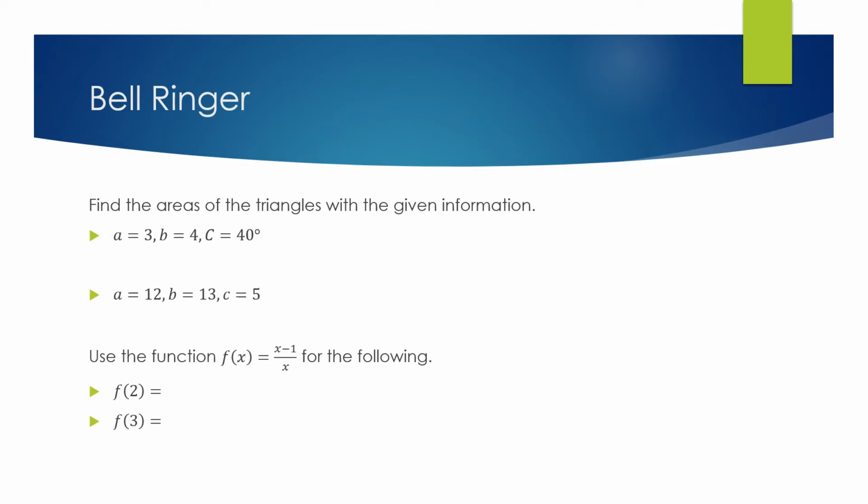Bell ringer. Find the areas of the triangles with the given information. Remember to use law of sines and law of cosines as needed, and use the function f of x equals (x minus 1) over x to find f of 2 and f of 3. Go ahead and pause the recording and complete this, and then you can put your answers on the Nearpod Draw It slide that is entitled Bell Ringer.